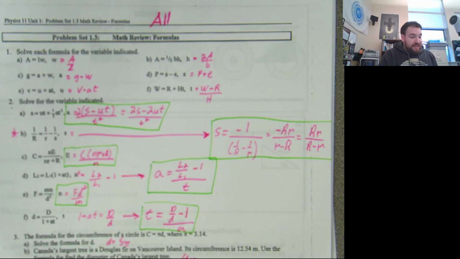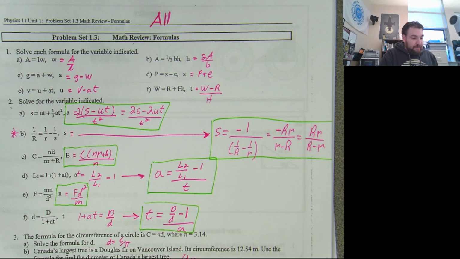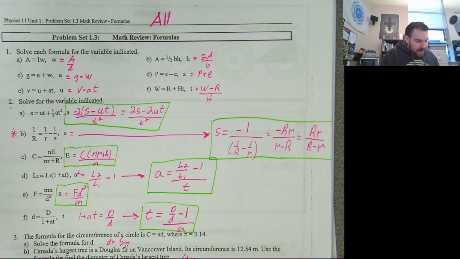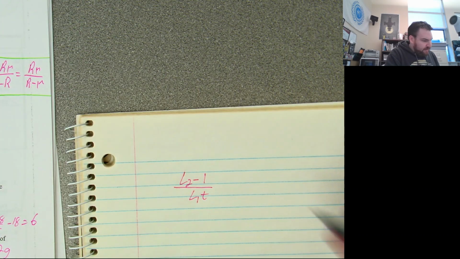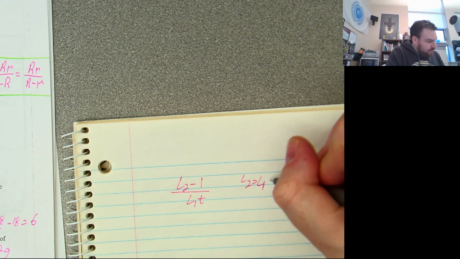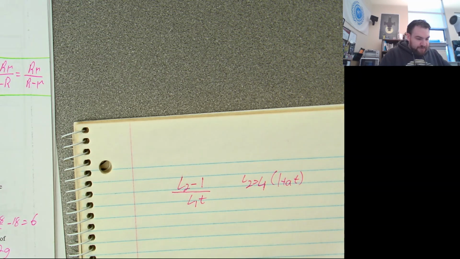D, I got, which D? The first one or second one? Oh, second one. Okay. I got L2 minus 1 over L1 T. Like this? Yeah. Okay. Let's take a look at how you would have done that. L2 equals L1, and then 1 plus A times T. So what was your first step?